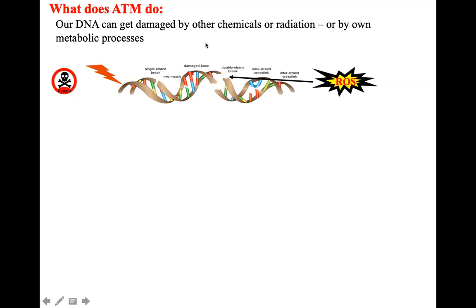And it turns out that our DNA is quite a complex molecule, and it can be very damaged by other chemicals or by radiation, and in fact by byproducts from our own cellular metabolism. And in fact, some processes also deliberately put in breaks into the DNA, particularly immune development.